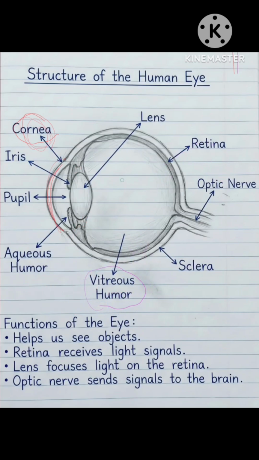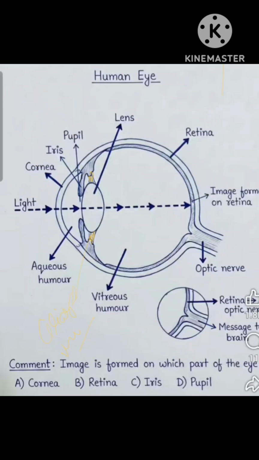Next is the vitreous humor. It is a transparent gel-like substance that fills the space between the lens and the retina. It maintains the shape of the eyeball. Now what is the retina? It is a light-sensitive inner layer of the eye. It contains rods and cones that convert light into electrical signals. Last is the optic nerve. The optic nerve carries these electrical signals from the retina to the brain, where they are interpreted as vision.